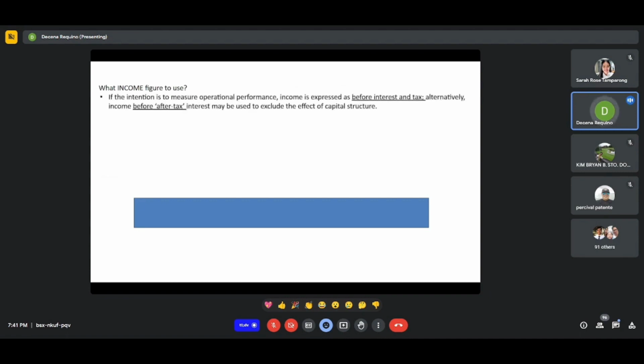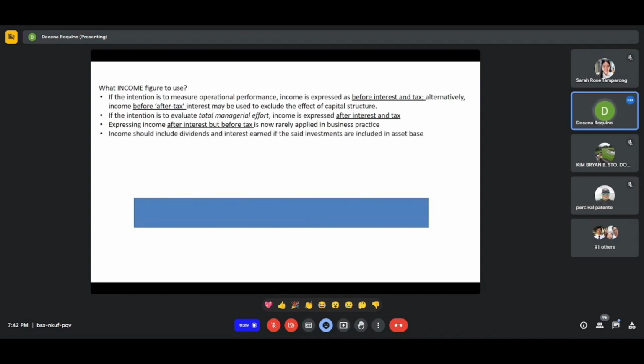What income should be used? What income figure to use? If the intention is to measure the operational performance, income is expressed as before interest and tax. Alternatively, income before after-tax interest may be used to exclude the effect of the capital structure. If the intention is to evaluate the total managerial effort, income is expressed after interest and tax. Expressing income after interest but before tax is now rarely applied in business practice.